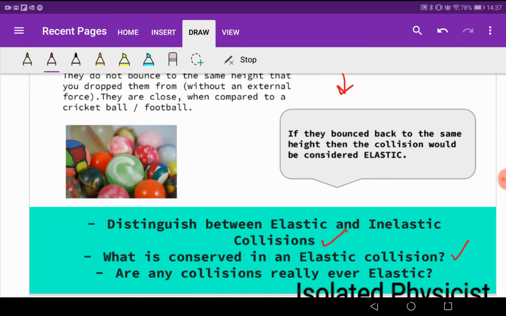Now, if you can show me any collision where there's no heat or sound, then yes, it would be elastic. But if anything collides, you're going to hear it. There's going to be some friction there, surely.